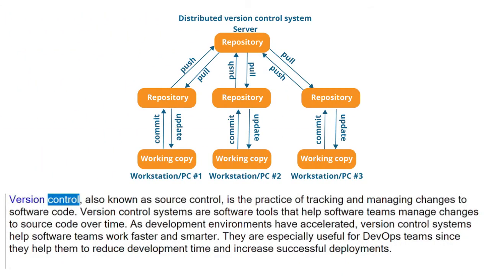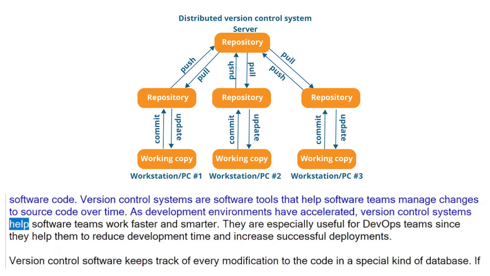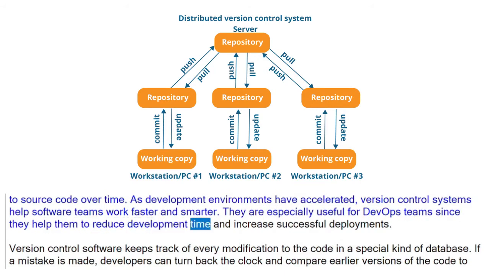Version control, also known as source control, is the practice of tracking and managing changes to software code. Version control systems are software tools that help software teams manage changes to source code over time. As development environments have accelerated, version control systems help software teams work faster and smarter. They are especially useful for DevOps teams since they help them to reduce development time and increase successful deployments.